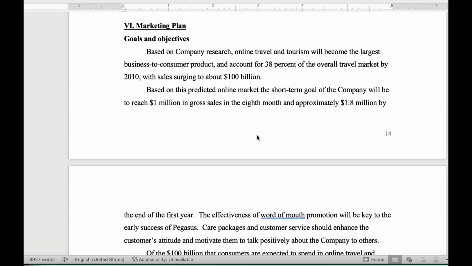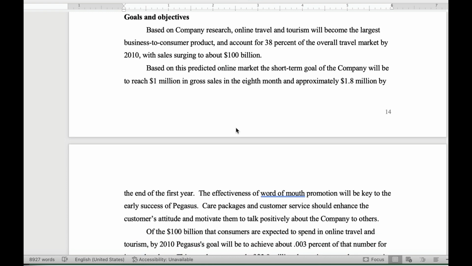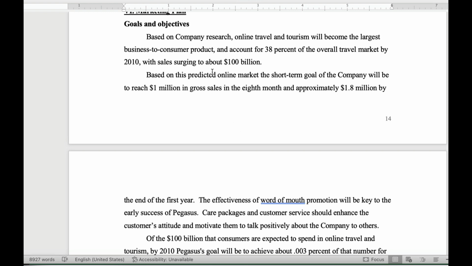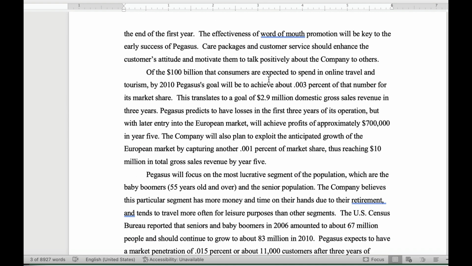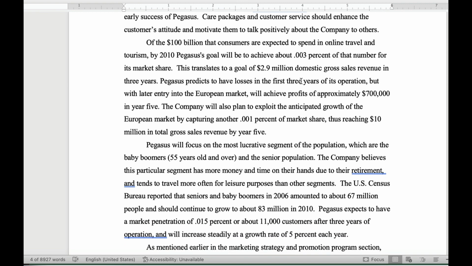And here comes the marketing plan. So first, the goals and objectives. What is the goal and objective of the company? In this case, they want to become the largest B2C product and account for 38% of the travel market by a certain year. And how much in sales do they want to achieve? How are they going to get there? So what are some of the main strategies?